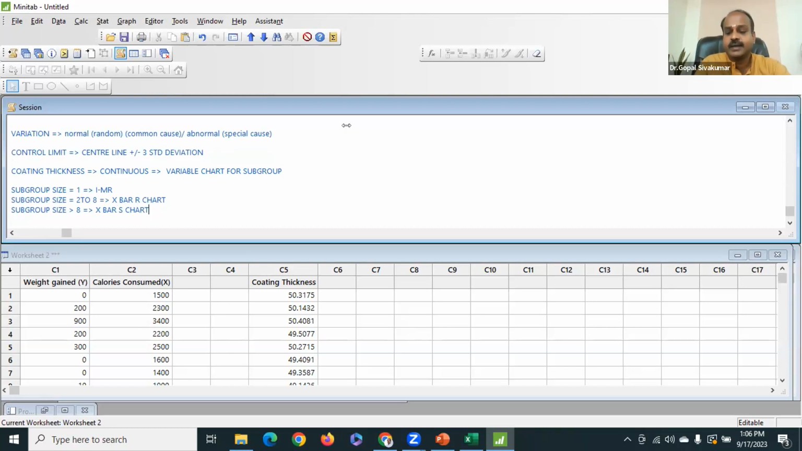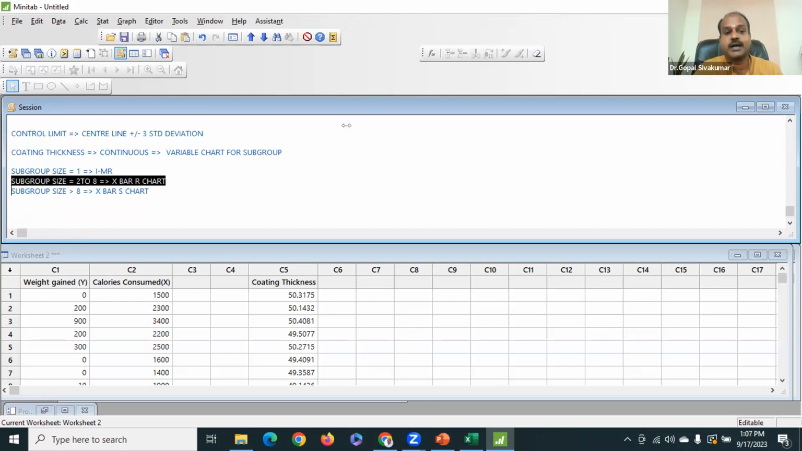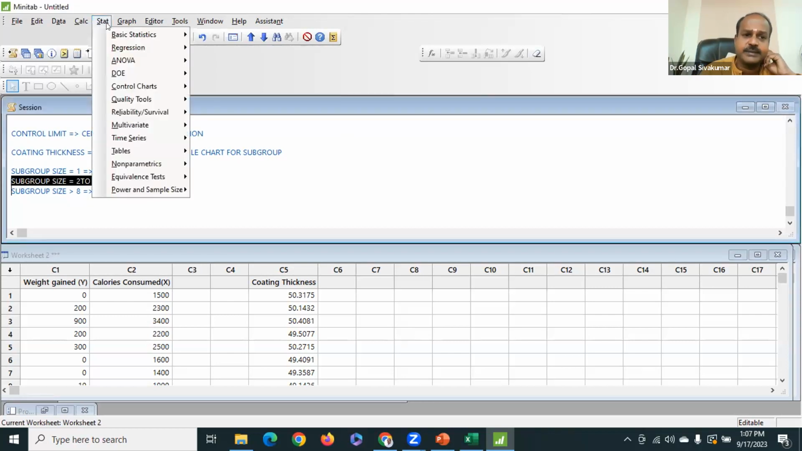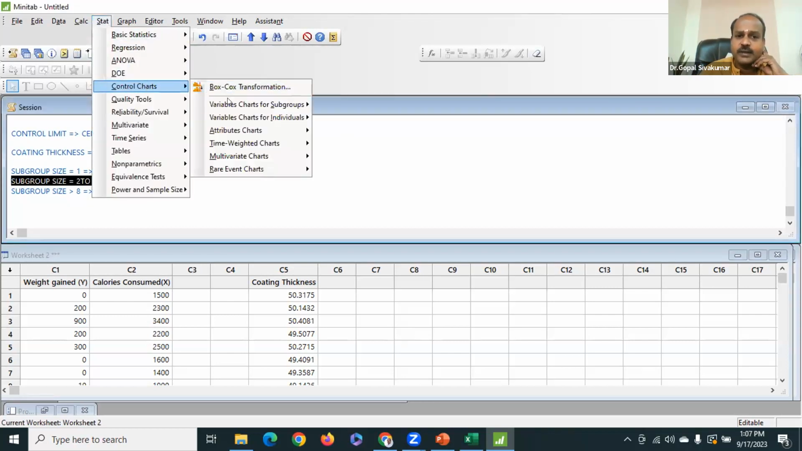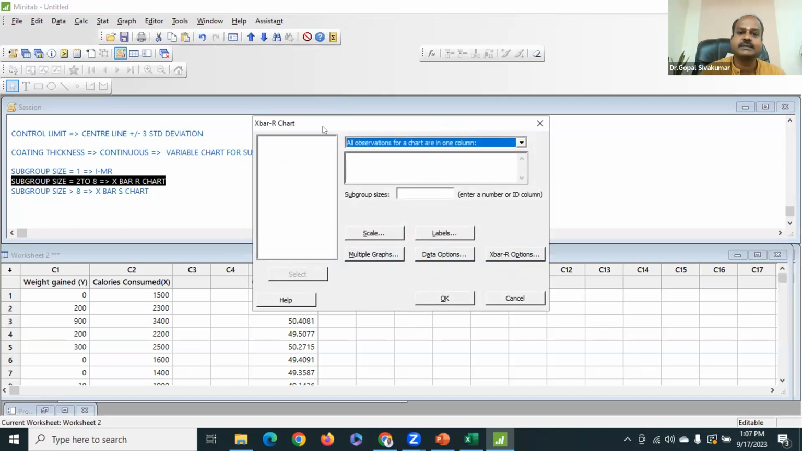Now, which is the chart you should go for? What is your subgroup size? X bar R chart, because our subgroup size is 3. We have to use X bar R chart. Let me show you how to plot X bar R chart. Go to Stat, go to Control Chart. You have to go for variable chart for subgroup. Now, which one should I choose? X bar R. Can you see, all of you? I select this.